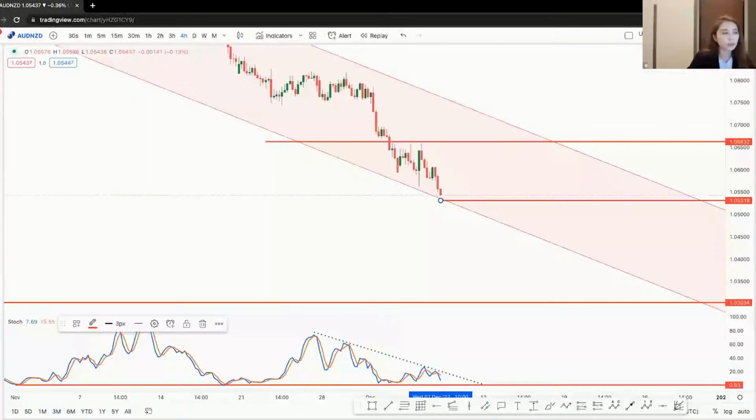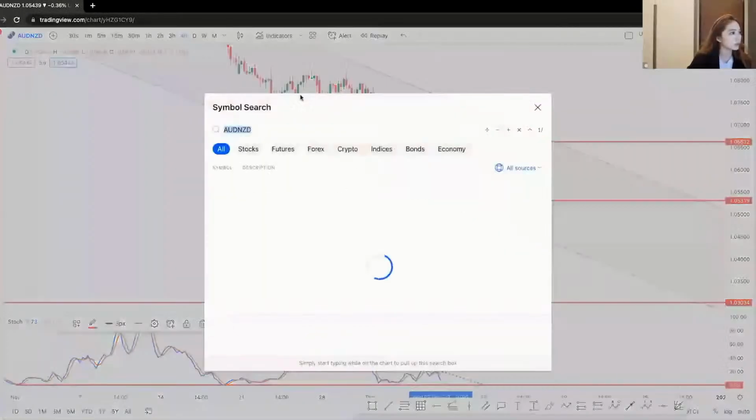Okay, anyone doing Aussie Kiwi in the chat room? I guess in this case, we do not have any. So maybe let's just skip the pair.